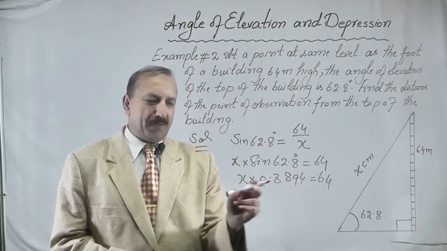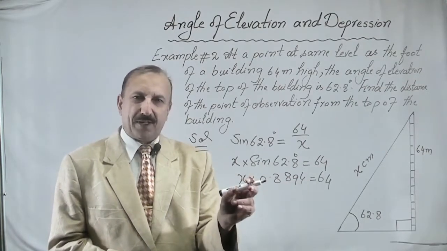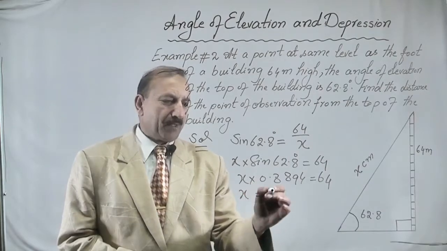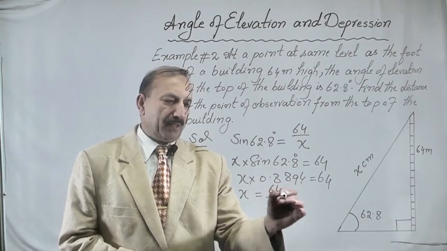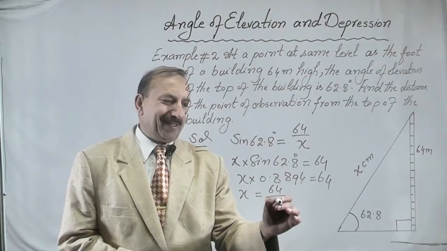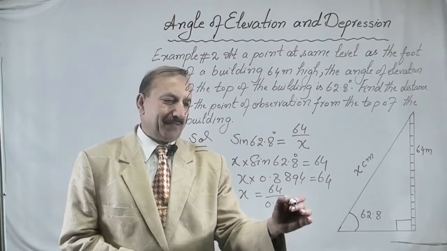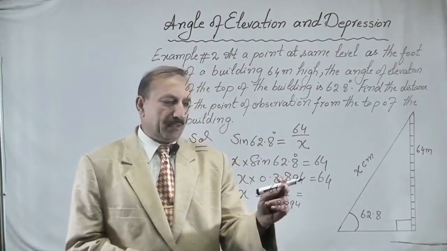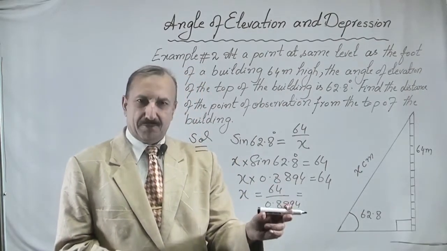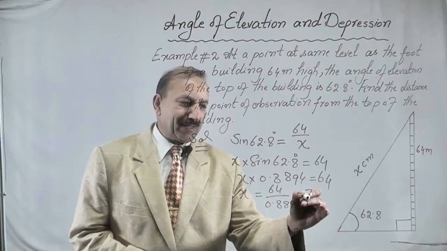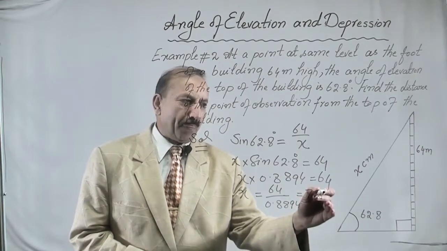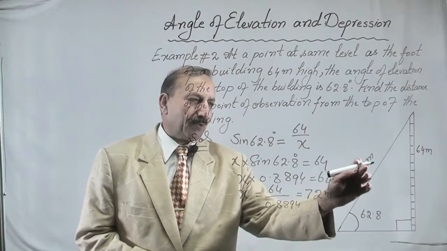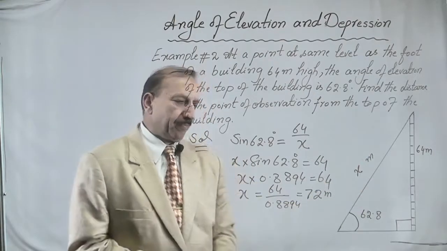This number is multiplying here, because we want to find x, we transfer it to the other side. Now we divide 64 divided by 0.8894. With the help of a calculator, when we divide this by this number, we will get 72 meter. Actually, it's not centimeter. All the measurements are in meters.